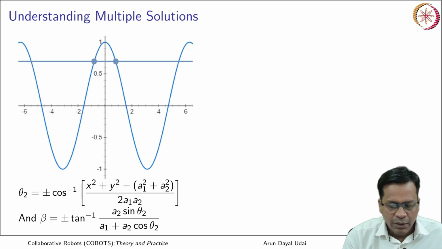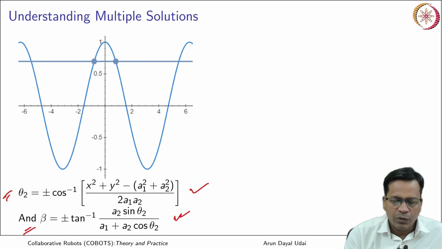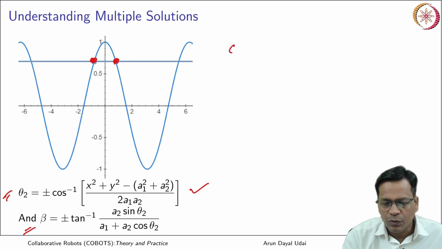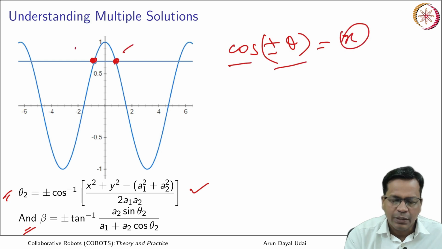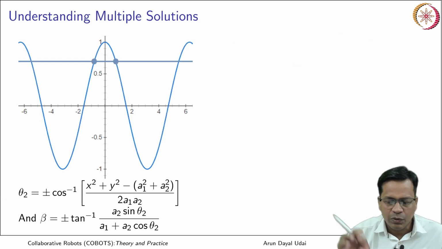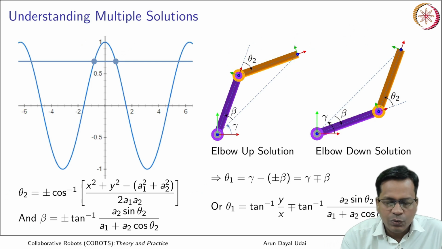So you got theta 2 is equal to plus or minus cos inverse of this, and beta is equal to this. So you can now clearly see here, this is the plot of cosine. When you see here, you have cosine having two different values. For the value like cosine of plus or minus of theta leads you to the same value. Okay, that is the same value. These are leading to the same positions.